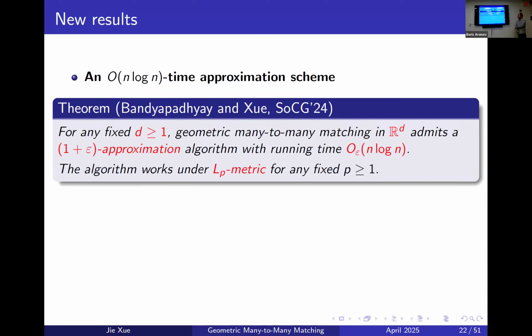And this algorithm works for any Lp metric, not only for Euclidean distance. Possibly it also works for squared distance. I'm not very sure, I need to check the details. Maybe just any Minkowski metric? No, any Banach metric. You define a centrally symmetric convex body as the unit ball, and it's called a Banach metric or Minkowski metric. So probably it works for all of them.